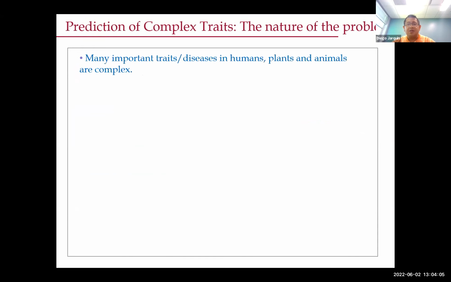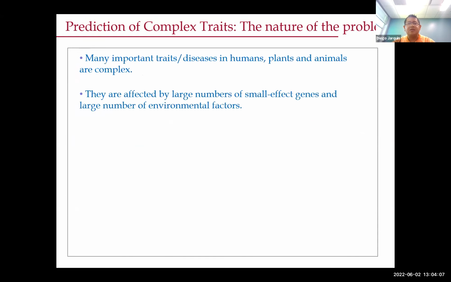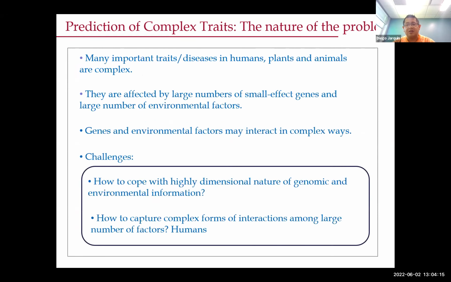As you know, many of the important economical traits are complex in the sense that they are affected by a large number of small gene effects. And these gene effects interact in many complex ways with the environmental conditions that the genotypes face in the field. So one of the challenges is how to cope with the highly dimensional nature of genomic and environmental information, and how to capture these complex interactions among a large number of factors. We can think about the problem in humans, where personalized medicine, for example, is trying to address these issues.